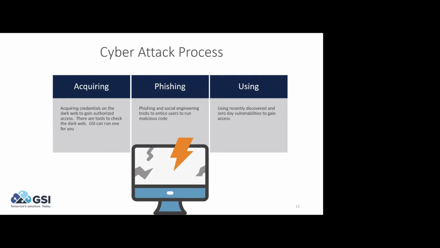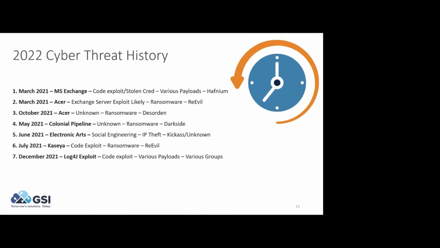Most of the browsers, and I have a couple of videos on checking your web browsers, will show you if you've been compromised on the dark web, or if you've shared passwords and they've been sold. So after they get your credentials, they'll do phishing and social engineering to try to entice you to click on the malicious code. And then once they get in, they'll look for 0-day vulnerabilities or, however, open holes on your firewall to gain access to your system.